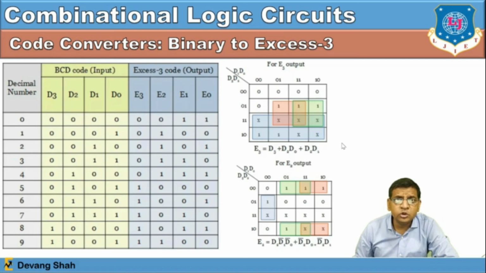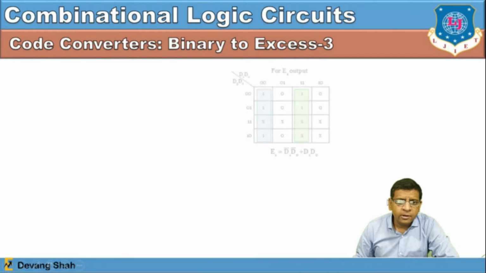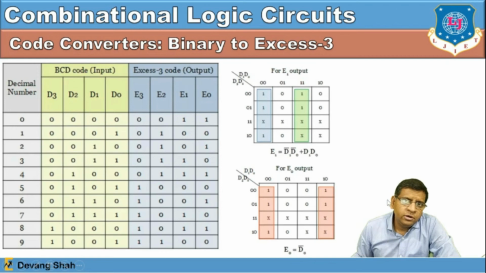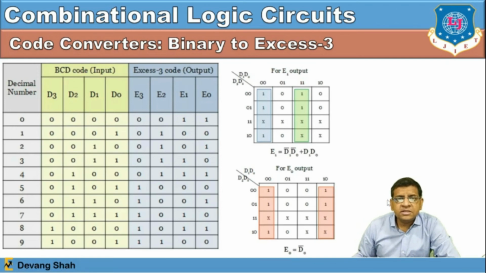Same way here in E2, you can find a don't care condition and you can take it as 4 ones. So your reduction of the Boolean function of E2, you can see here. Same way, you can go for E1 and E0 from this particular truth table, right? Based on that, now you have reduced this particular binary conversion into excess 3 in the form of a digital circuit.